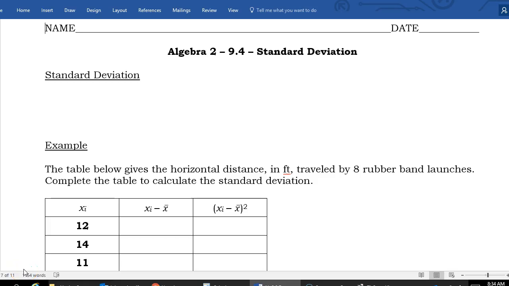This is Algebra 2, Lesson 9.4, and now we're going to talk about standard deviation. So standard deviation is an error measure, and what it really does is it measures the average distance from the mean of any given data set.